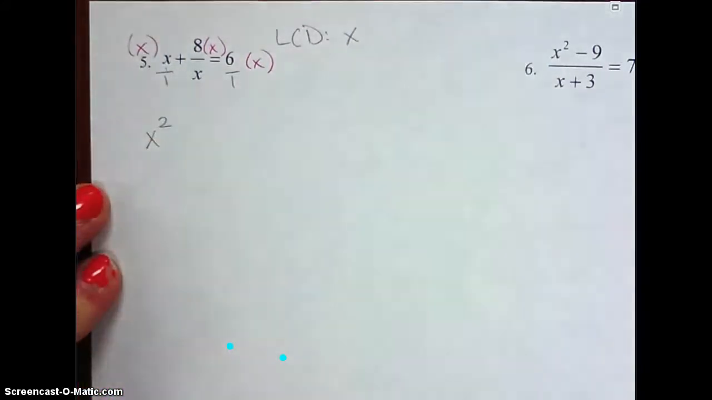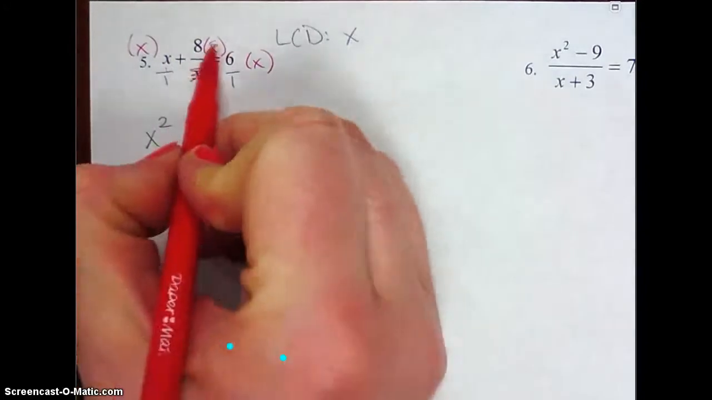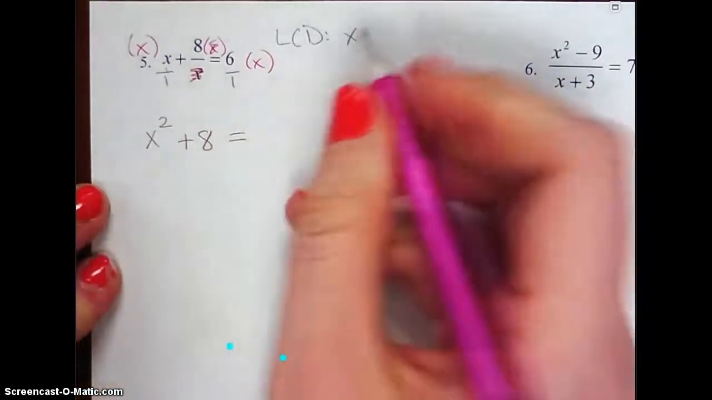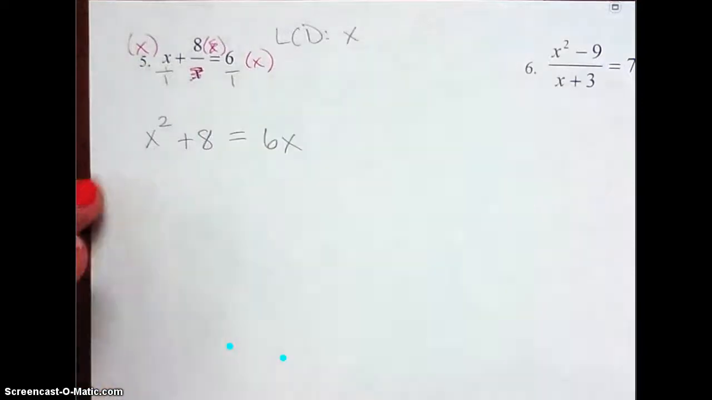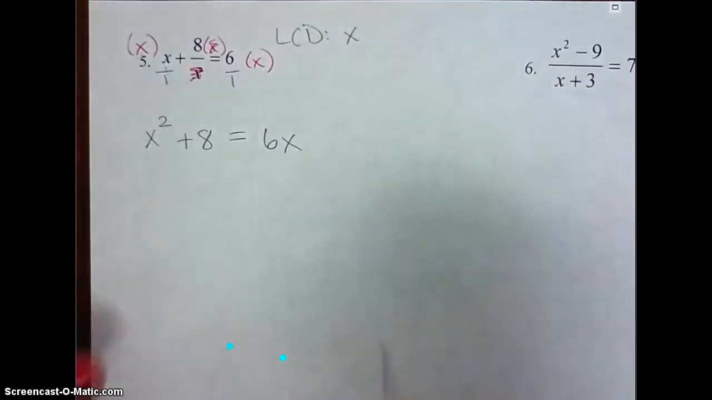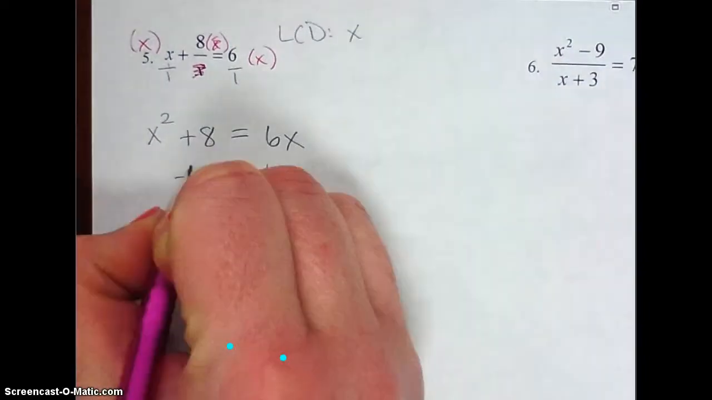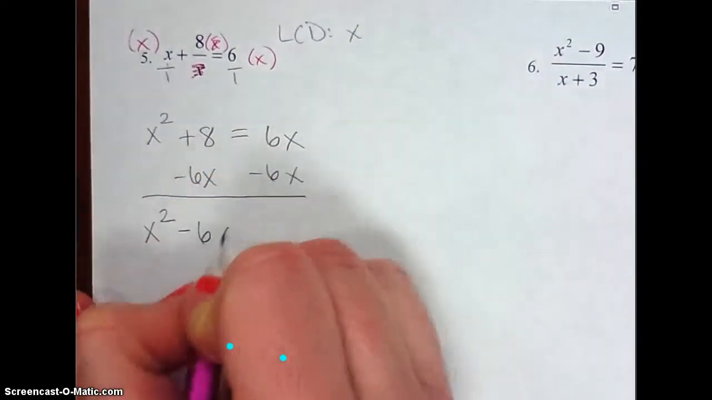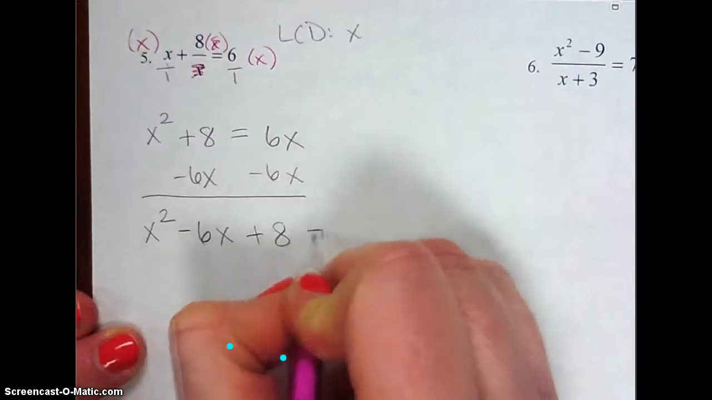In the middle, the X's cancel. So this one and this one cancel. So you just get plus 8 equals 6X. So again, when you have an X squared, you want to move everything to the same side. So I'm going to subtract 6X. X squared minus 6X plus 8 equals 0.